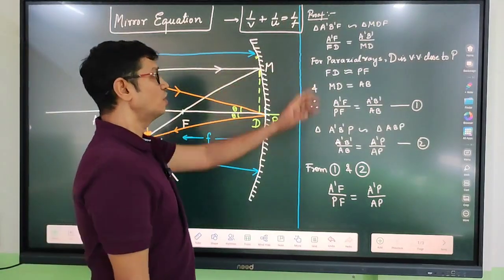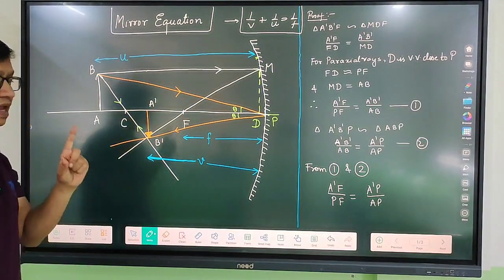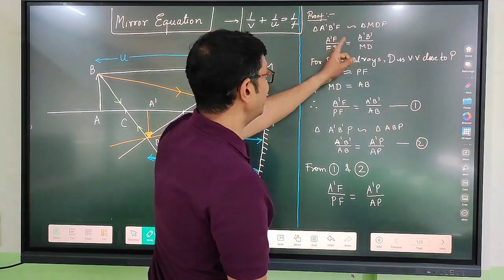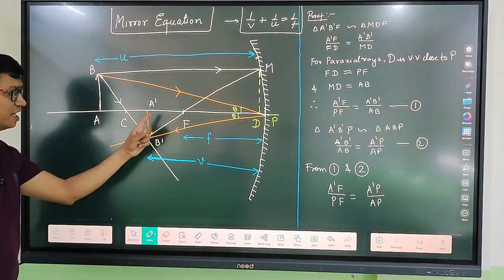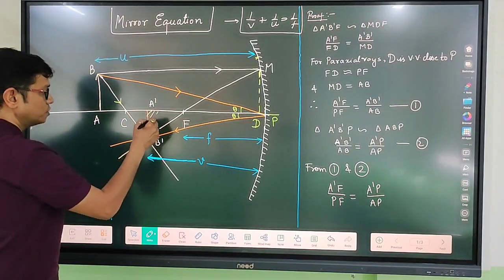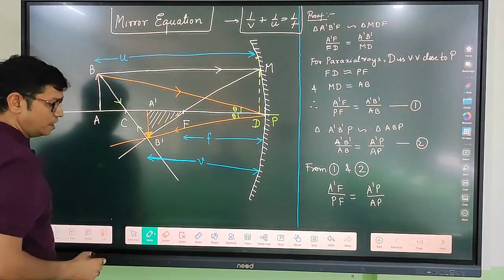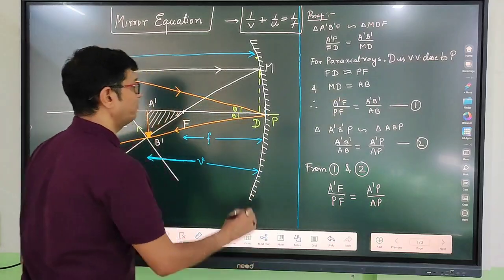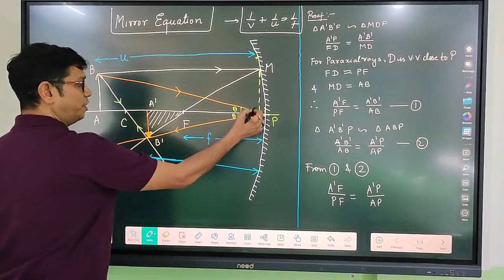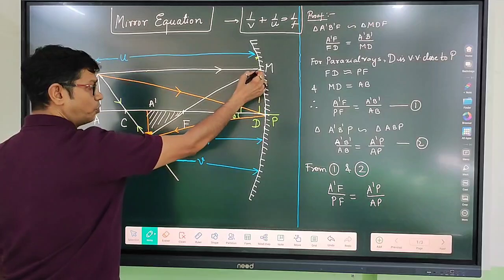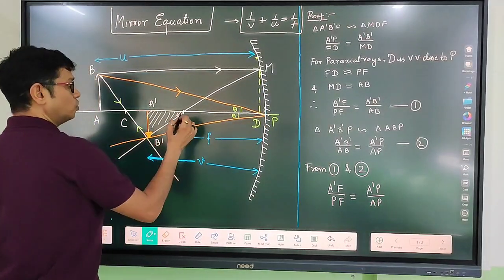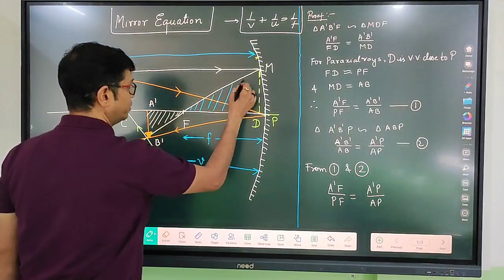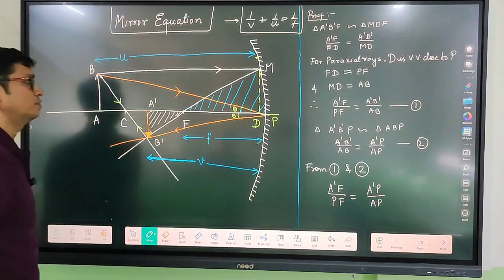Now let's go to the proof. The proof is based on the similarity concept that you have learned in grade 10. So we'll take two triangles: A dash B dash F, which is this, and the other triangle we are taking as MDF. What is this point D? I have just dropped the perpendicular from point M to the principal axis. This point is D. So the other triangle is MDF. I am marking it here. It should be very clear to you now which triangles I am talking about.